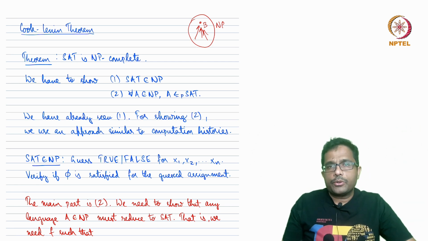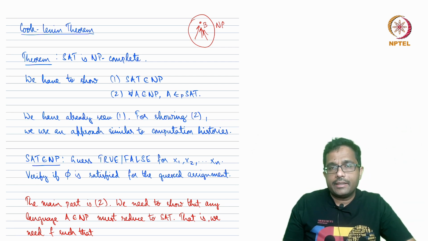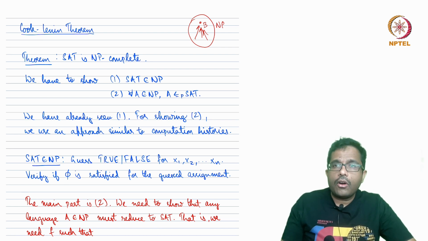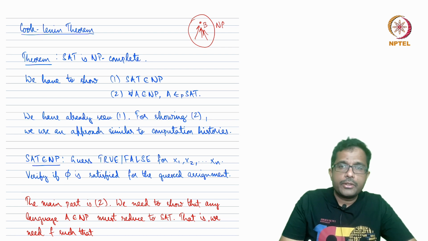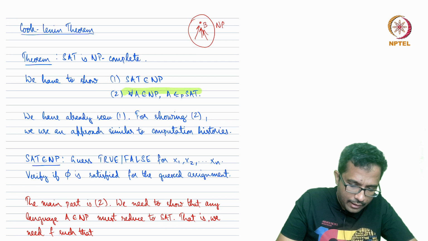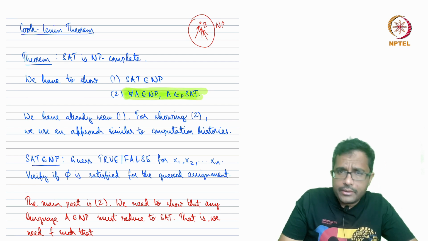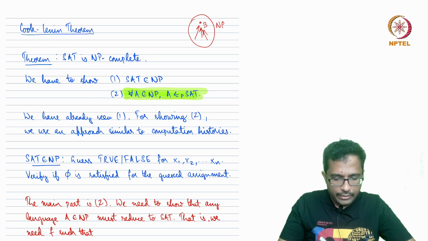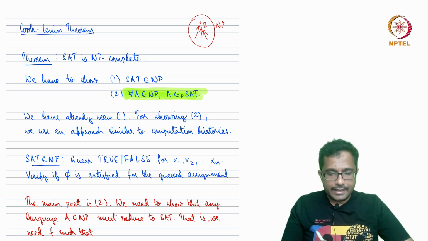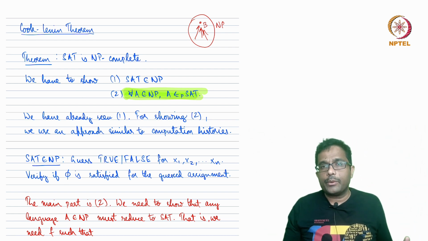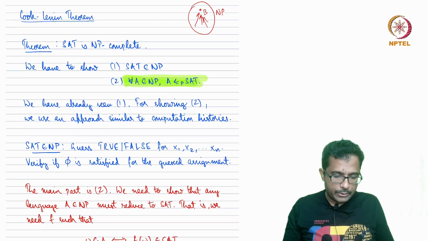There are two things we have to show in order to show that SAT is NP complete. First, that SAT is in NP. Second, that all the languages in NP are reducible to SAT. The second step is going to be the hard step. The first step is something we have already covered in one of the previous lectures, so I will quickly explain it again.